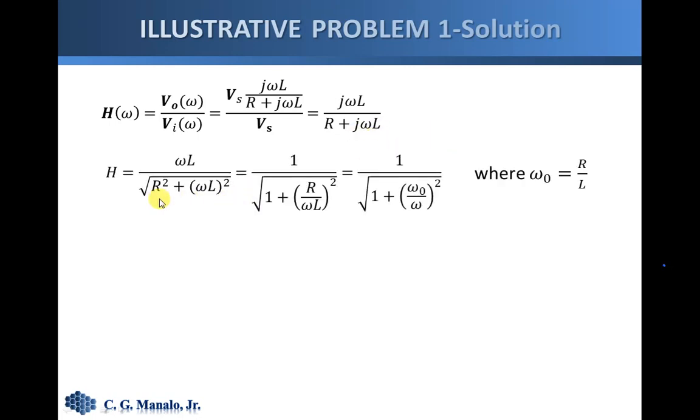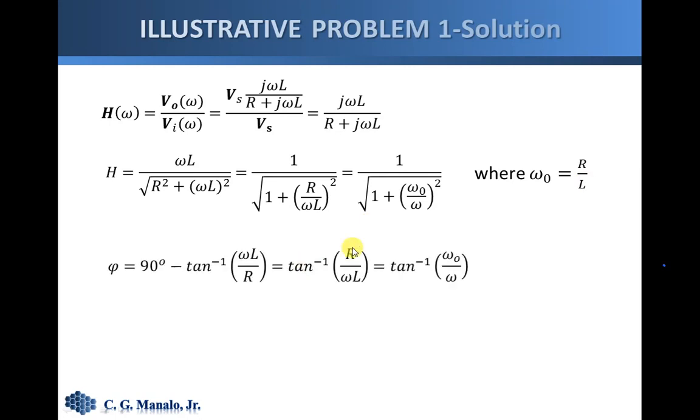So we can obtain the magnitude of the phasor, and so this is the magnitude. To get the magnitude, we simply convert the numerator and denominator to its equivalent polar form and manipulate the magnitudes. Okay, so this is the magnitude of the numerator. This is the magnitude of the denominator. Simplifying this, you will get something like this, where omega naught is defined as R over L.